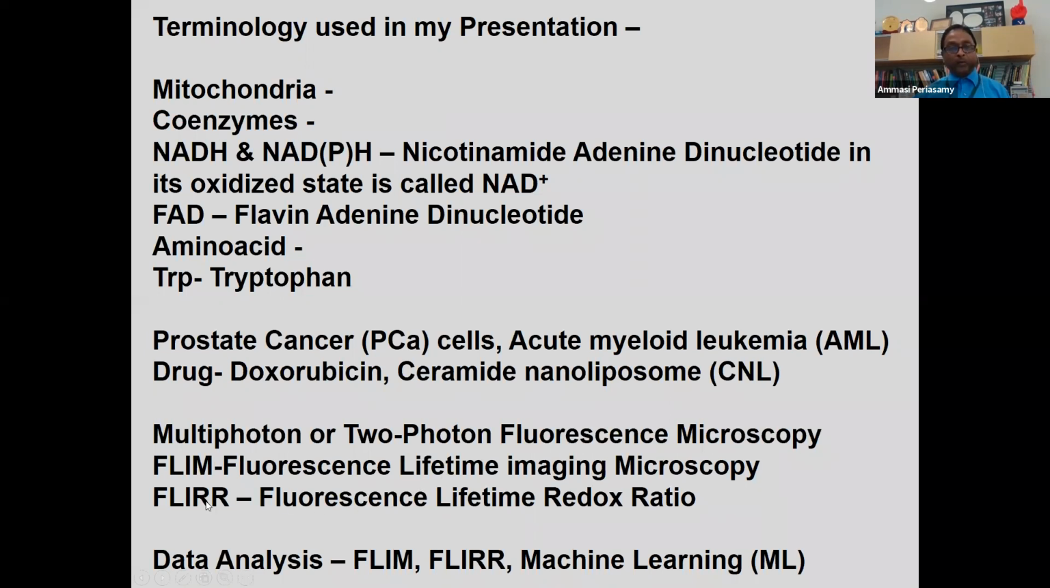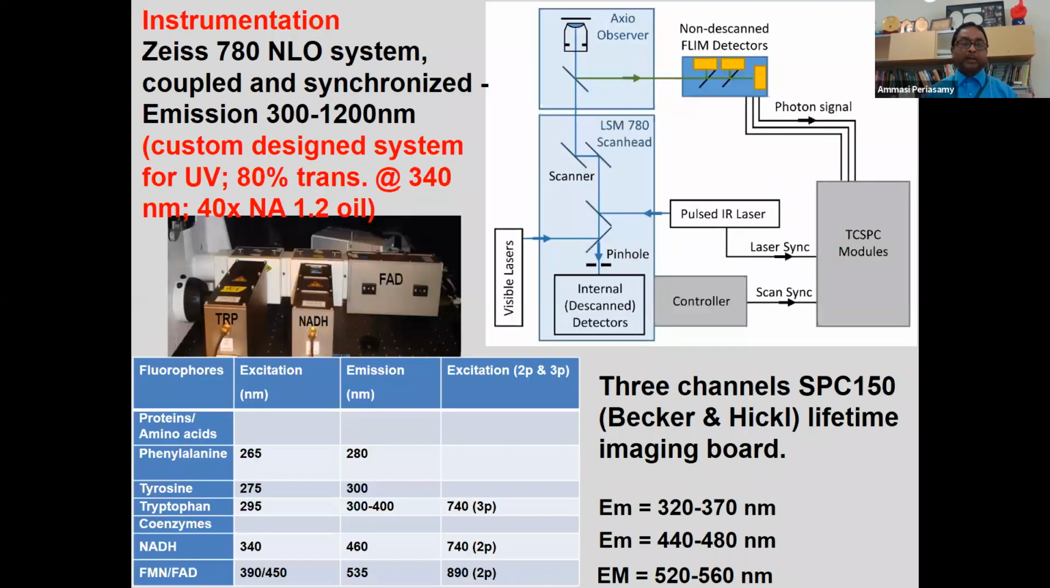And the technique we newly developed is the fluorescence lifetime redox ratio, which we call FLIRR. Of course, I will also show you how to do the data analysis. The tryptophan absorption is 295. You cannot use UV, so we are using 3-photon excitation at 740 nanometer for tryptophan, and for NADH, 2-photon excitation at 740 nanometer. The emission is in the UV for tryptophan.